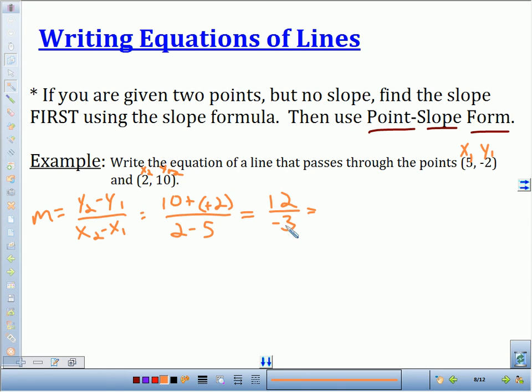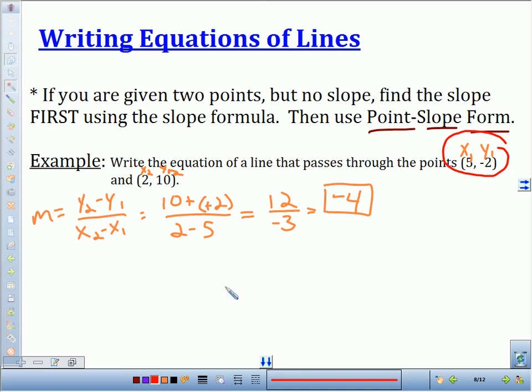I need to simplify this fraction. I always should simplify every fraction. So 12 over negative 3 is the same thing as negative 4. Both of these are divisible by 3, so I get 12 divided by 3 is 4. 3 divided by 3 is negative 1, so it becomes negative 4. And that's my slope. I use my slope and I use my point because I already have a point. x1, y1 is (5, negative 2).